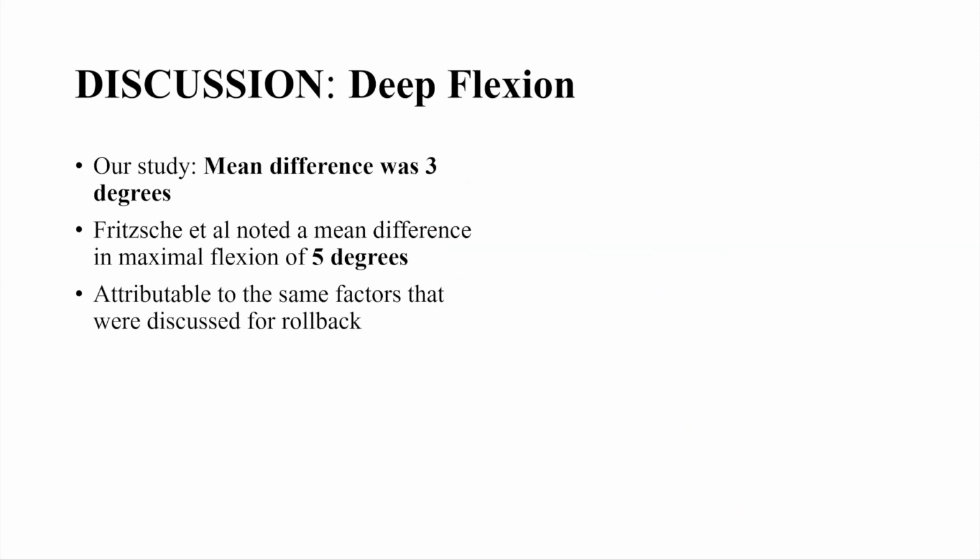Deep flexion, the mean degree of difference was only 3 degrees. I think it was probably not significant. Only 3 degrees difference in intraoperative flexion between ultra-congruent inserts and PS inserts.